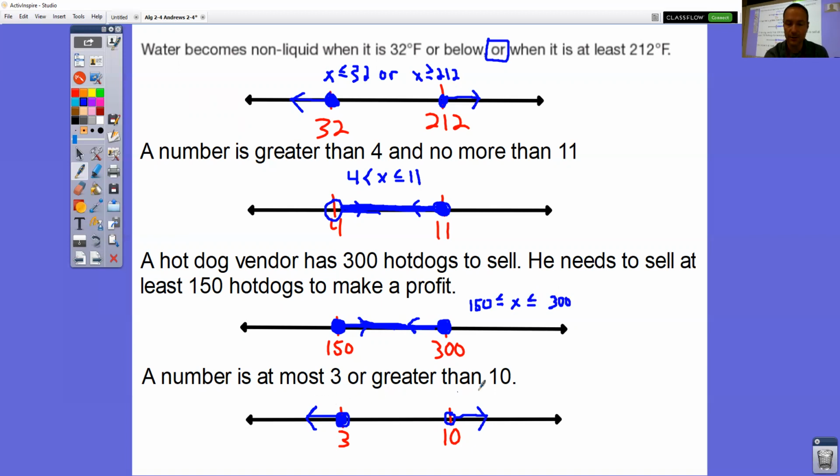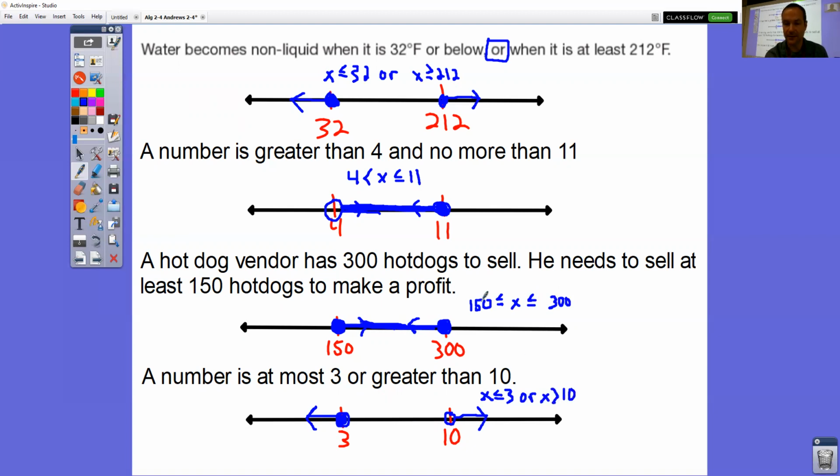A number is at most 3 or greater than 10. This is an or statement. So we're going to have the word or in the middle. We have the first inequality, which is X is less than or equal to 3. And we have the bigger inequality, which is X is greater than 10.